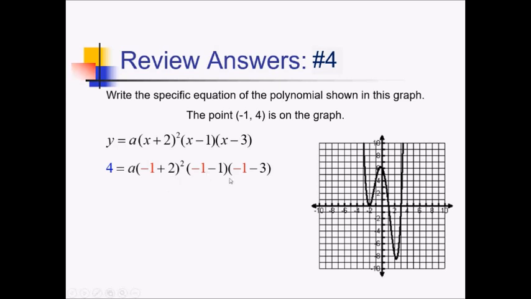Cleaning things up a little bit on the right side, negative 1 plus 2 is just 1. Squaring that, still 1. So that's just 1a, so that doesn't really change a whole lot. Next we have a negative 2 and a negative 4. Multiplying those gives me a positive 8, so I end up with 8a on the right side. Dividing by 8 to get my a value, I've got 4 over 8, which is really 1/2 if you reduce that. And then as our last step, don't forget to actually plug your a value back into what you wrote in the beginning. So this is going to be y equals 1/2 times x plus 2 squared, x minus 1, x minus 3. And that is a specific complete equation.